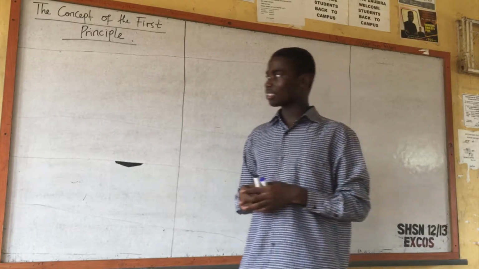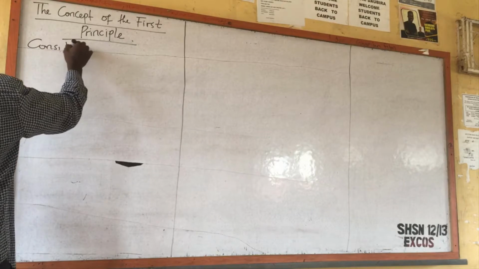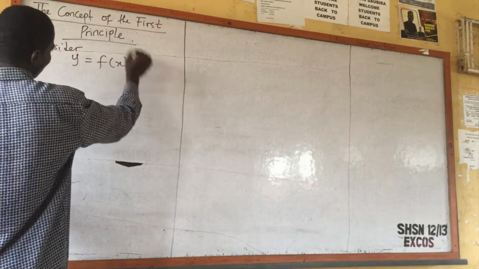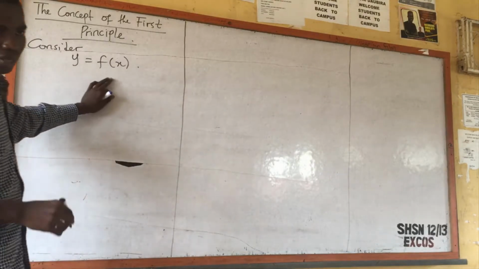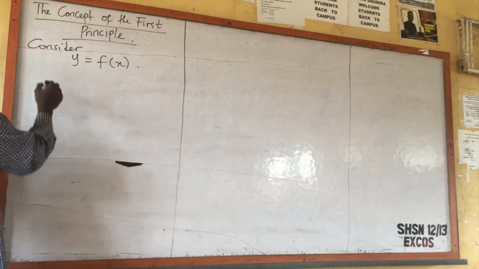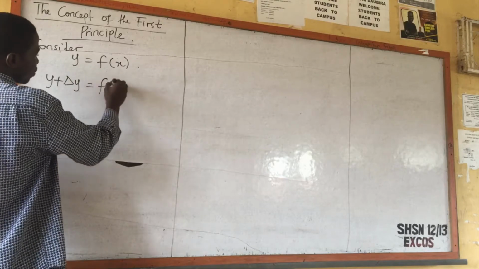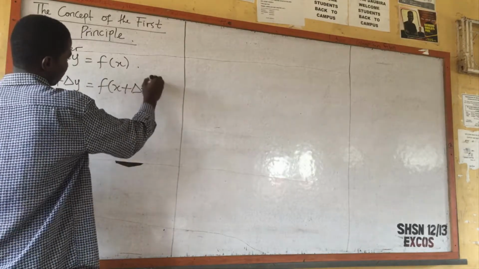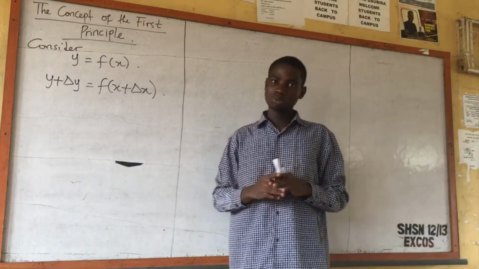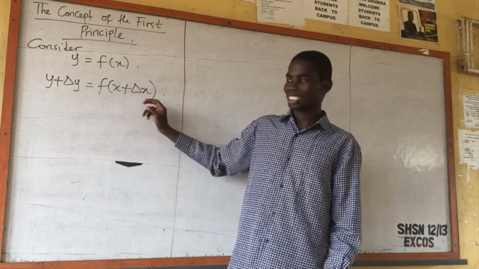So the first thing is, consider y to be a function of x. Let y be a function of s. I will add an increment to both sides, that is, y plus delta y, and I will also add an increment to x. If you want to do first principle, add an increment to both sides: y plus delta y equals f of s plus delta s.